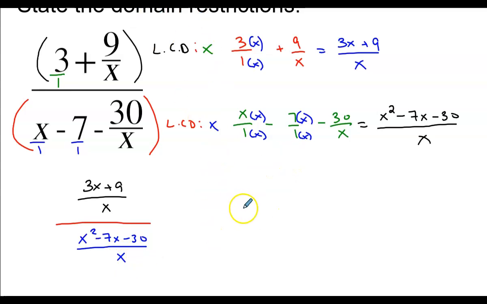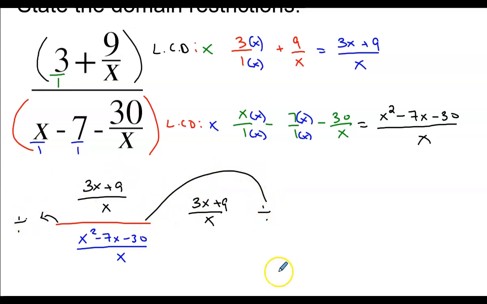And this just goes back to just simplifying, right? This symbol here is a fraction bar. All that means is just division. So if I rewrite these separately, I have 3x plus 9 over x. That just means to divide. And x squared minus 7x minus 30 over x. And now we're just back to dividing fractions here.